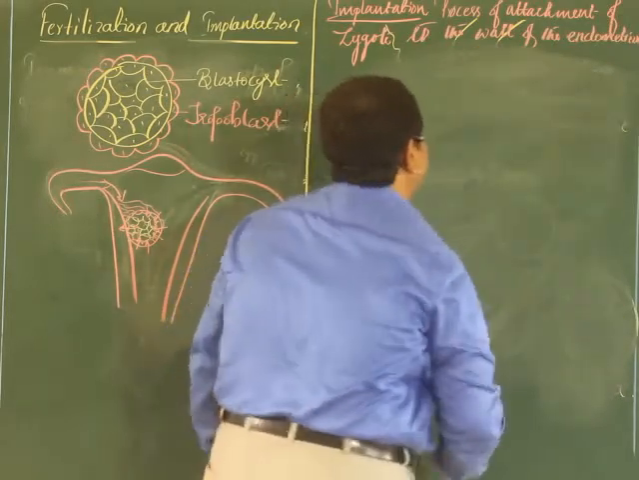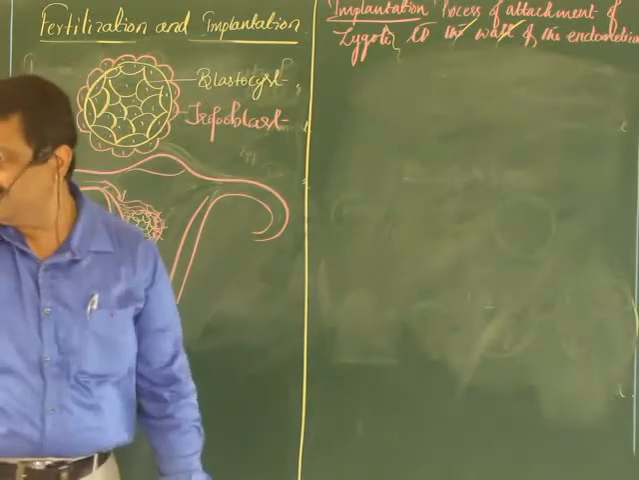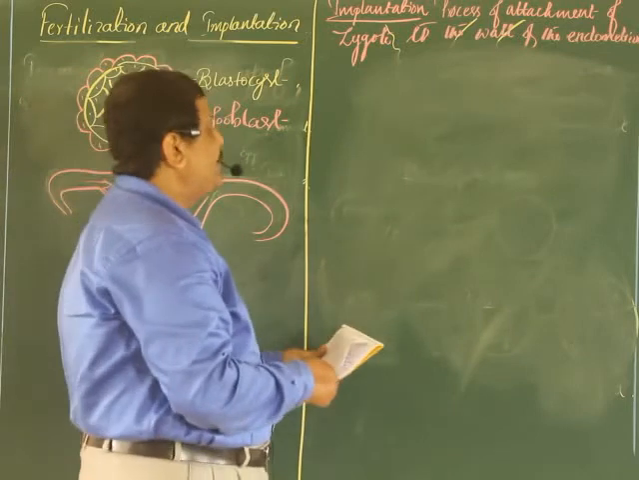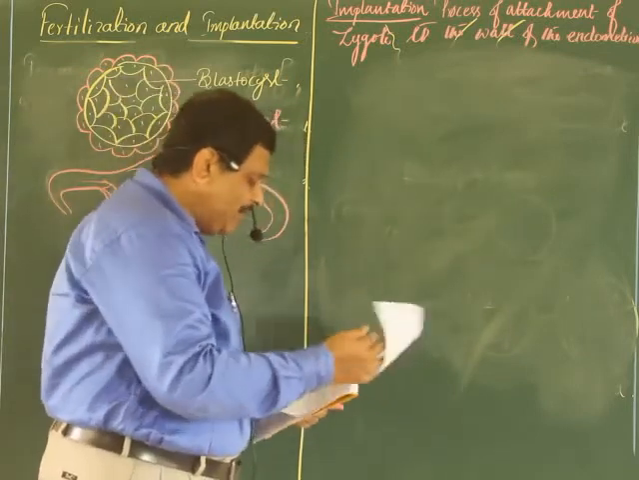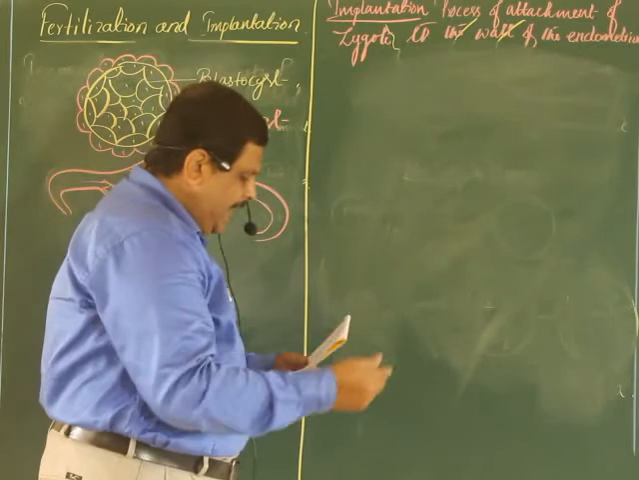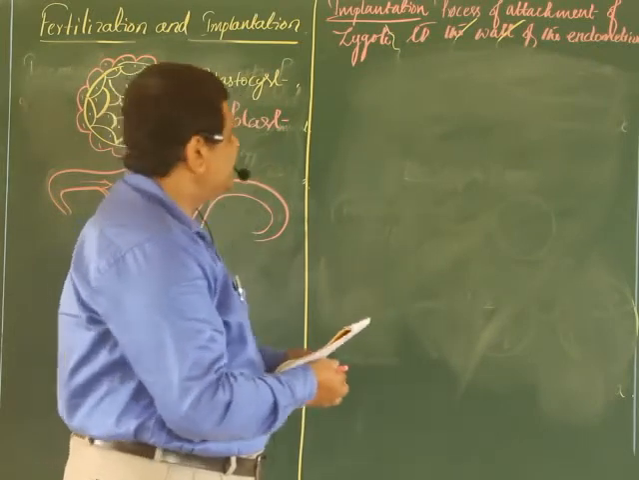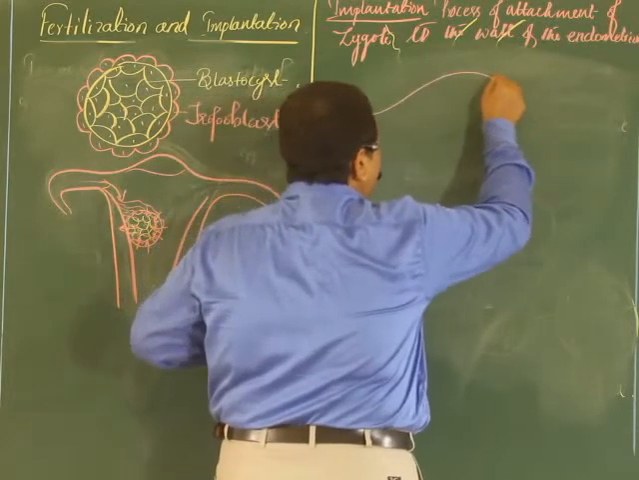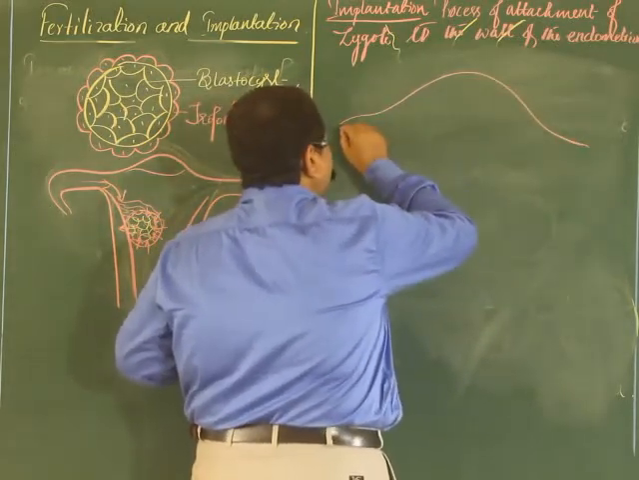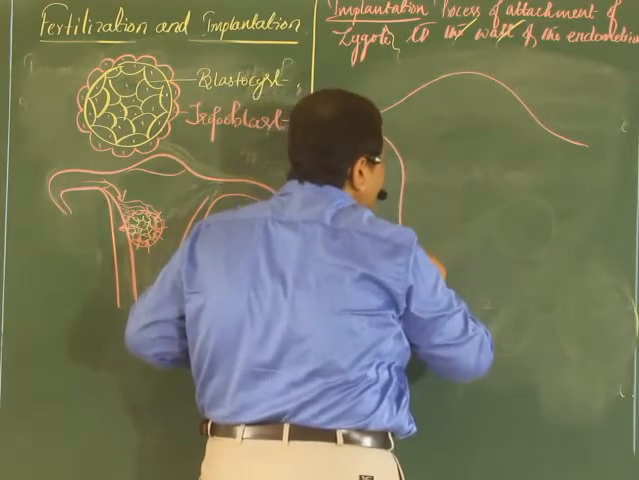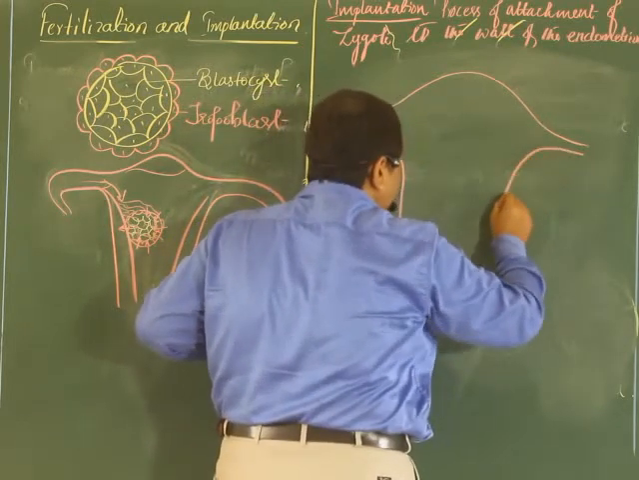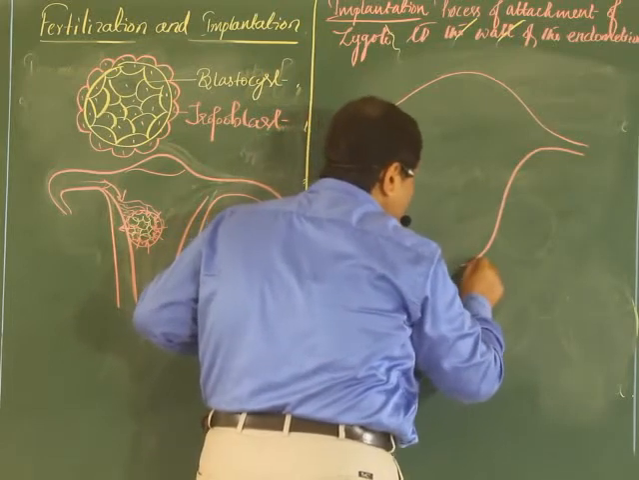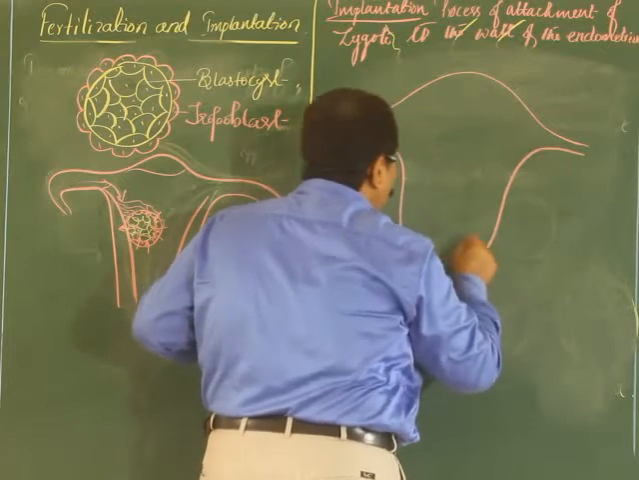Okay, now what happens after implantation? The embryo starts developing inside the womb of the mother, and later, in the womb of the mother, a special membrane is formed, which takes care of the baby which is growing inside. And that we call placenta. What is it? Placenta.